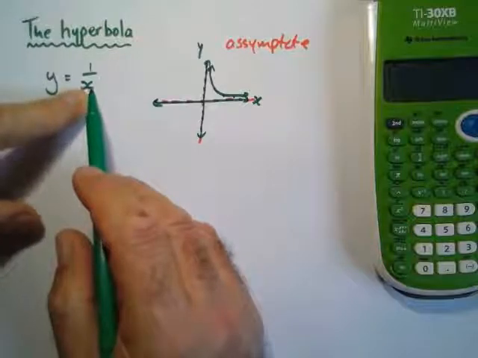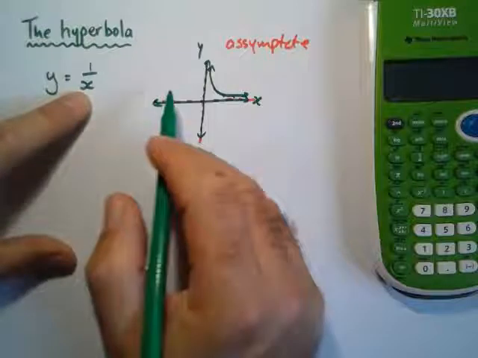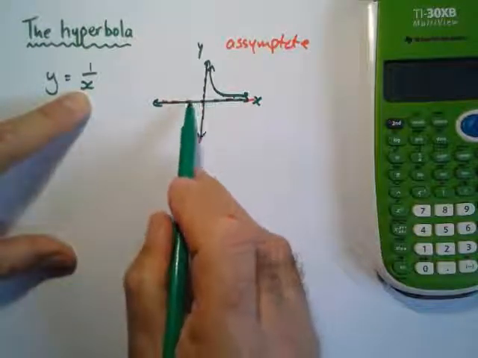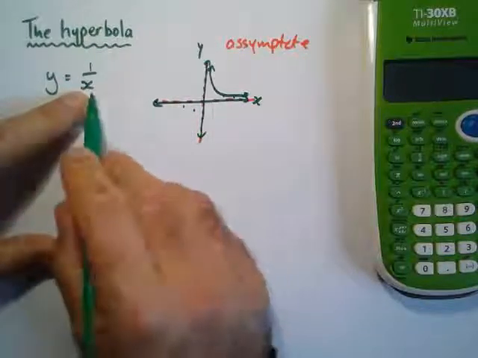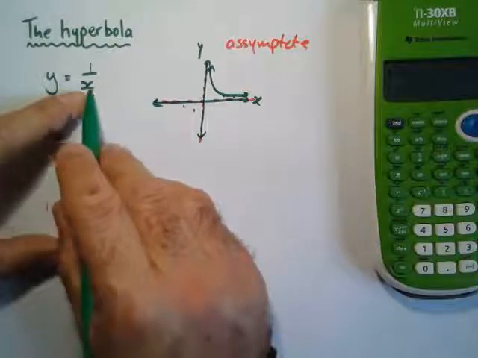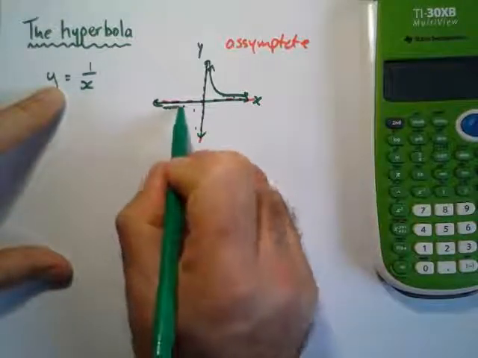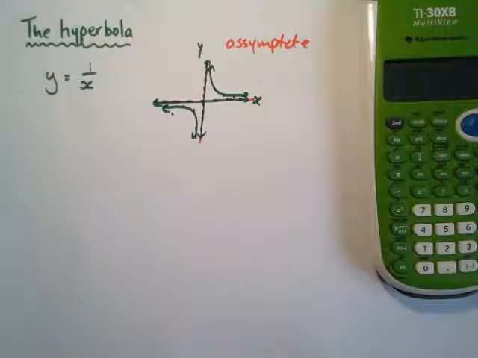The other thing that happens is that if x is negative, so if x is -1, y equals -1. If x equals -2, y equals -1/2. If x equals -0.01, then y equals -100. So a hyperbolic function looks like that. So that's the basics of it.